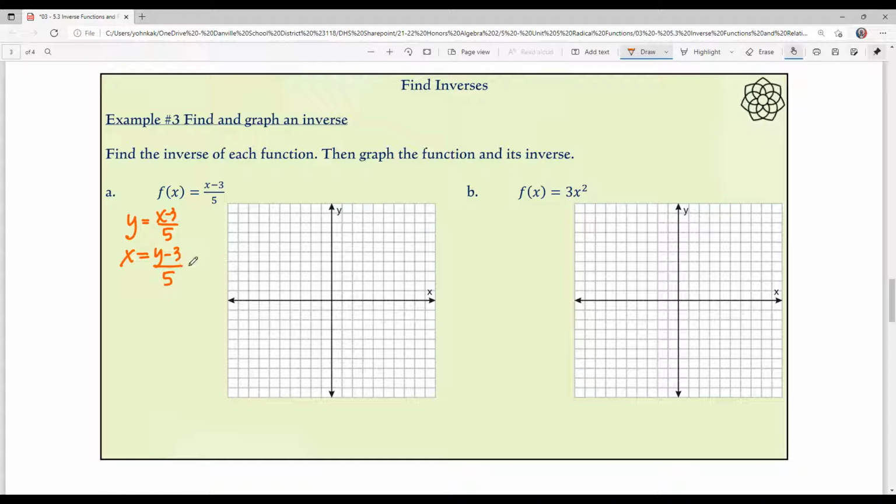So if I want to solve for y, I could times both sides by 5. That gives me 5x equals y minus 3. Then I can add 3 to both sides, and that gives me y equals 5x plus 3. The final step is to use function notation for the inverse. So I'm going to say f negative 1 of x is equal to 5x plus 3. So here is my inverse.